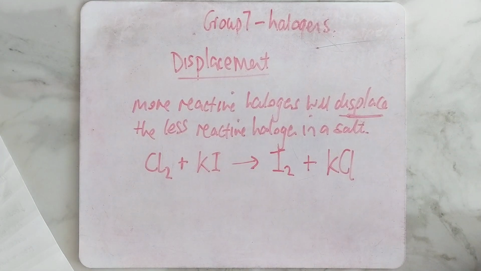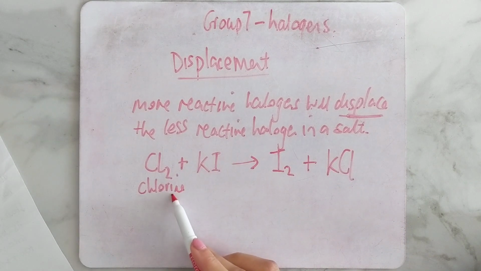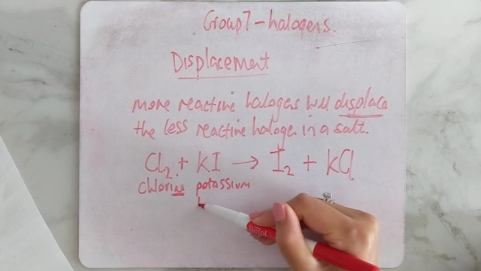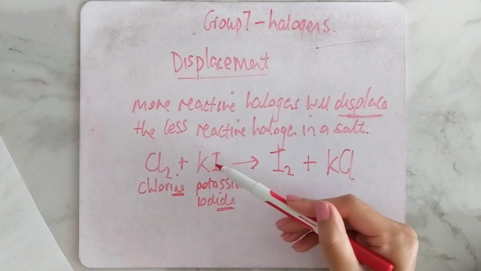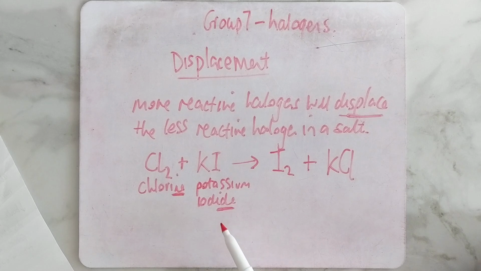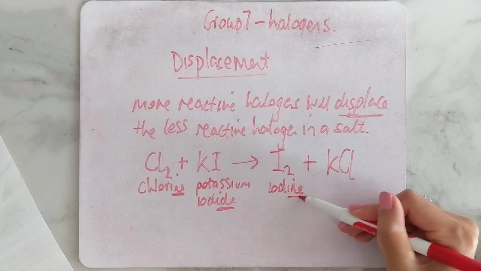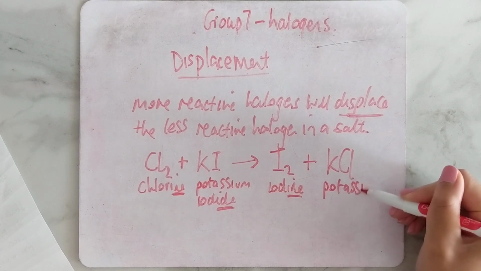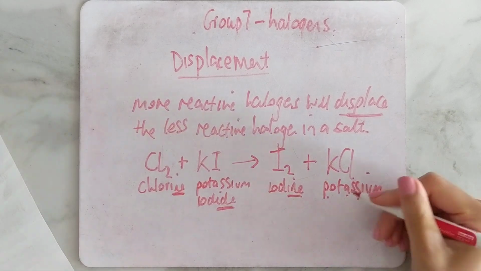So just notice my pronunciation here. Chlorine, INE, because it's just an element on its own, a diatomic molecule. This is potassium iodide, so IDE. When the halogen is attached to another element, it turns into the halide and it ends with IDE. So iodine here, an element on its own, INE, potassium chloride. So when it's a salt, it turns into the halide and you end with IDE, potassium chloride.